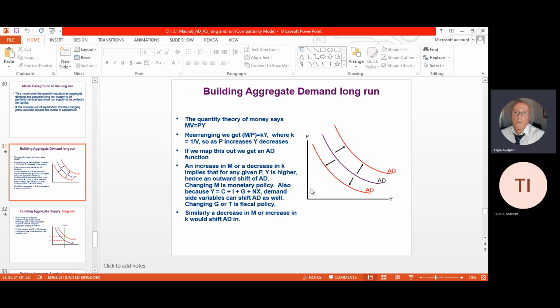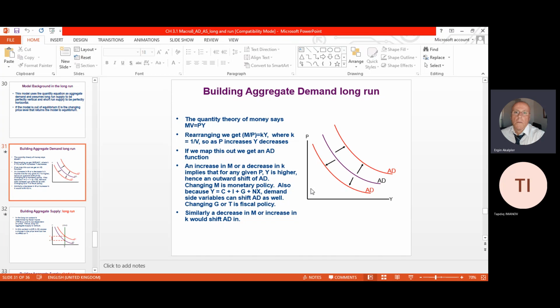Rearranging, we get M over P, which is in real terms, equal to K multiplied by Y, where K is a number considered for the model and is equal to 1 over V. So as P increases, Y decreases, and if we map this out, we get an aggregate demand function. An increase in money supply or decrease in K implies that for any given P, Y is higher, hence an outward shift of the aggregate demand.